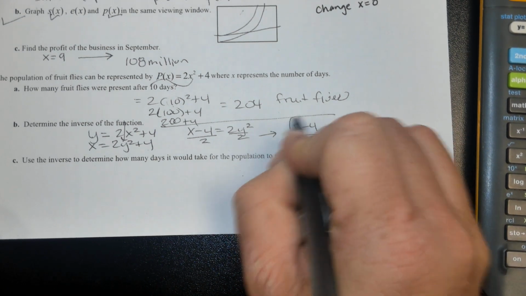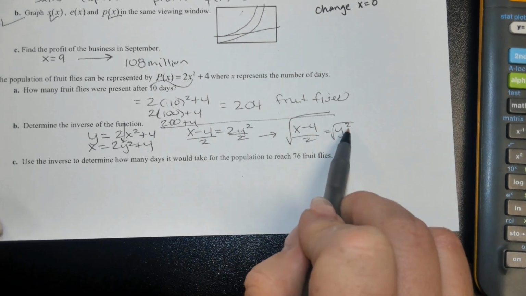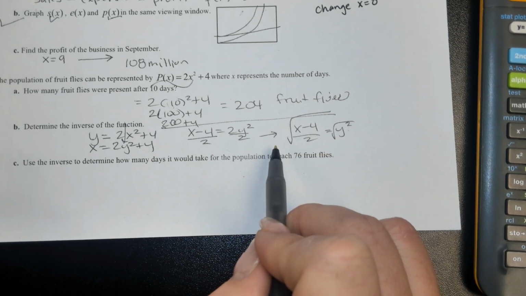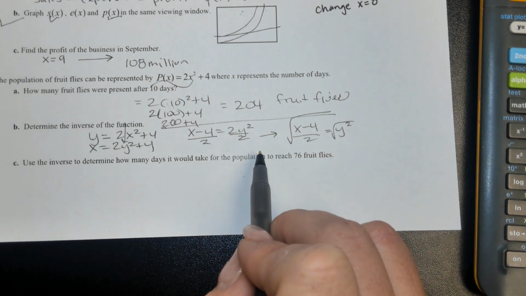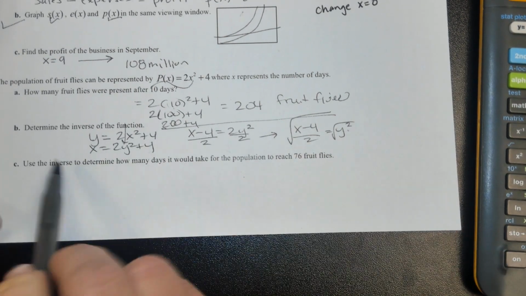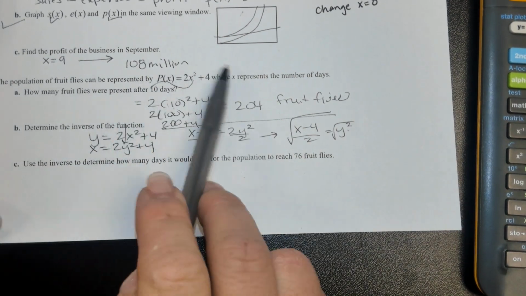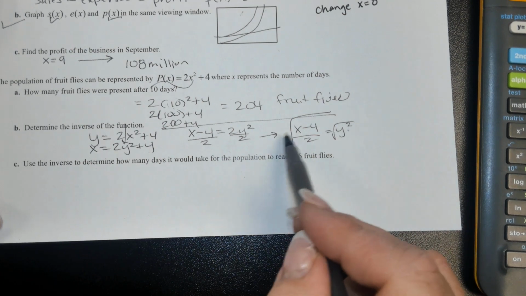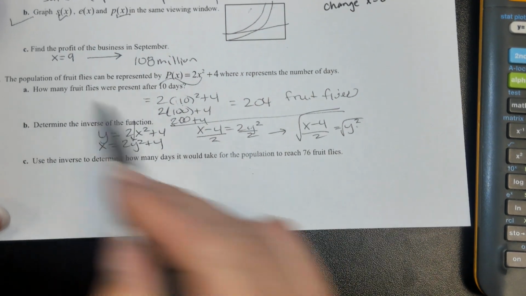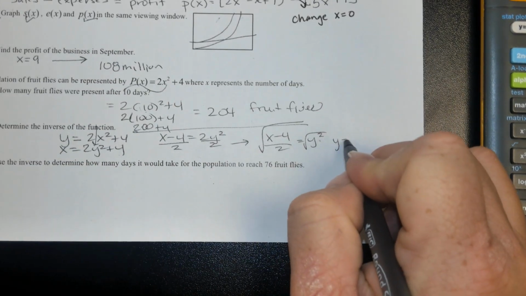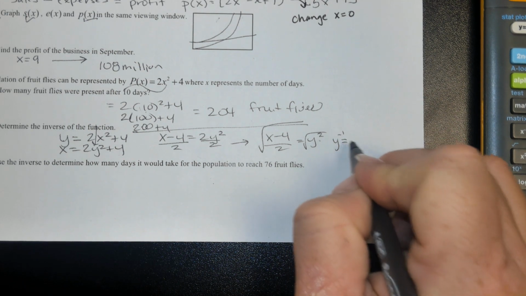And now I take the square root of both sides. Now normally I would say put a plus or a minus here. But in this case, we're talking about the number of fruit flies, the population number of days. There's not a negative number of days. There's not a negative number of fruit flies. So this is my inverse equation.